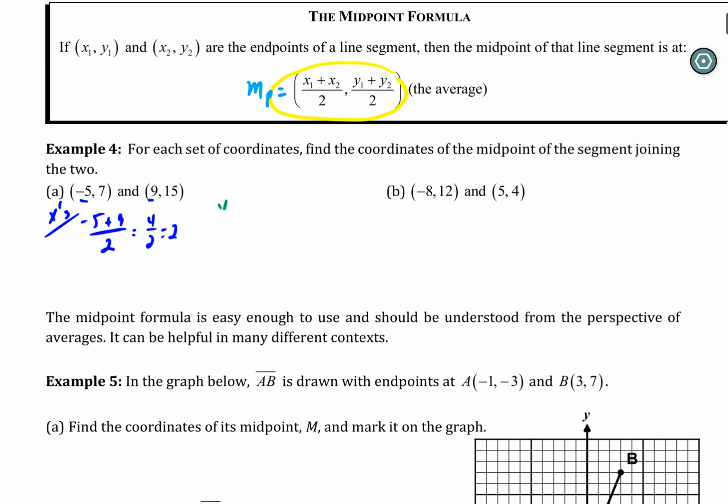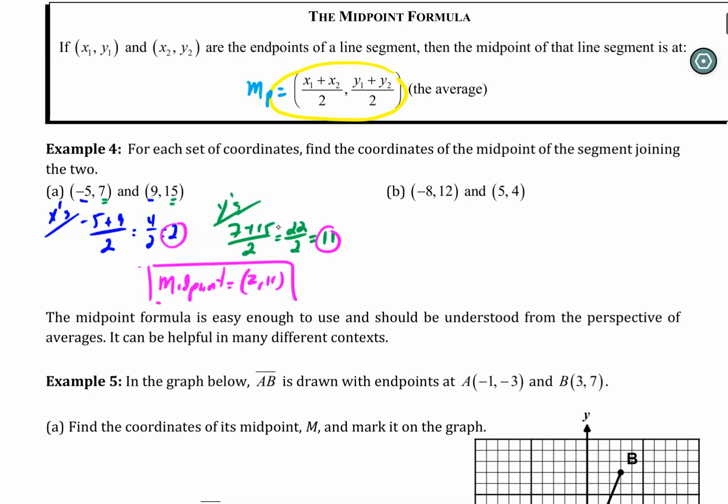Let's do the same thing for our y's. All right, we've got 7 and 15. Again, average, add them up, divide by 2. So 7 plus 15 is 22 over 2, which is 11. So now we know that with this part and this part, I now have a midpoint that equals 2, 11. That's my coordinate. That's the location of the point directly in the middle of both -5, 7 and 9, 15.